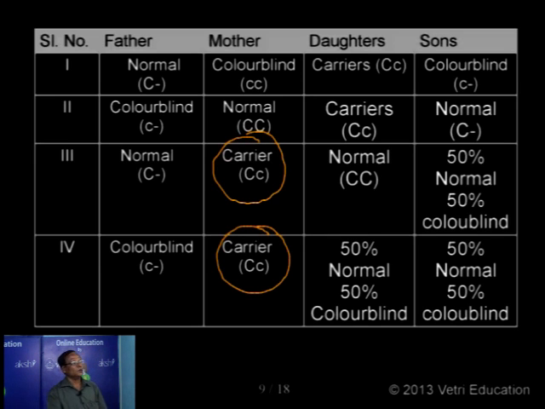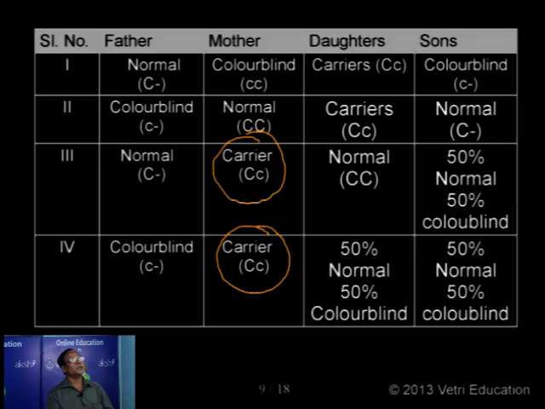Whether father is normal or colorblind, if you observe, one's mother is carrier, the son of a carrier woman always has a 50% chance of being colorblind. So in a monohybrid cross, you know that we get a 3:1 ratio. That is a monohybrid cross, and here also we are considering only the monohybrid cross.